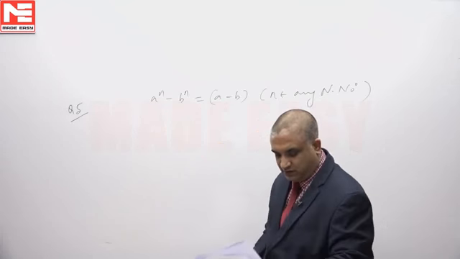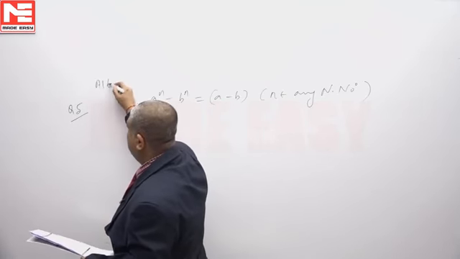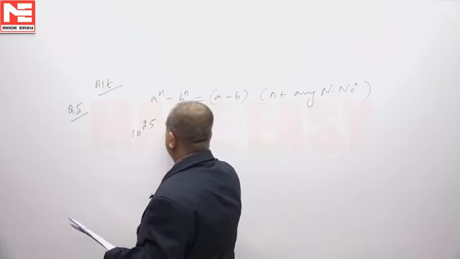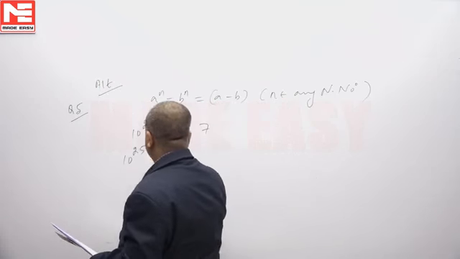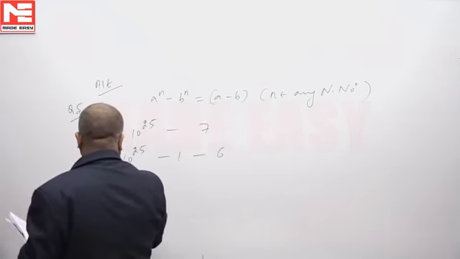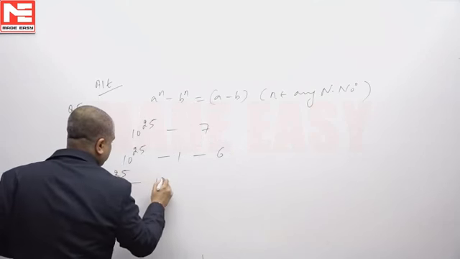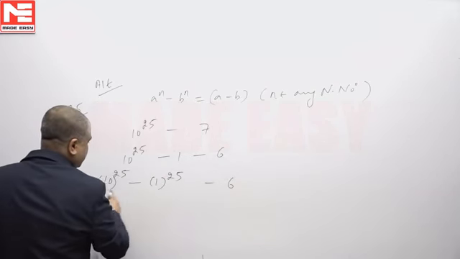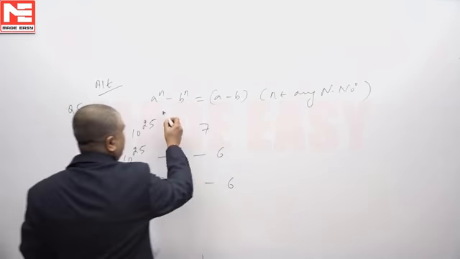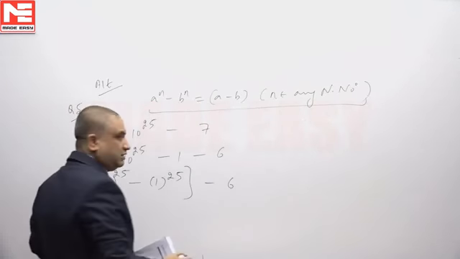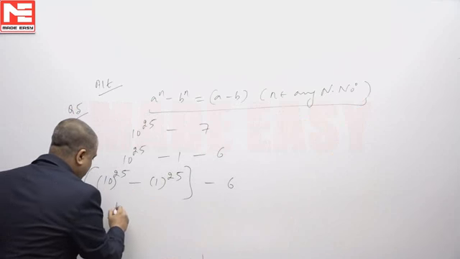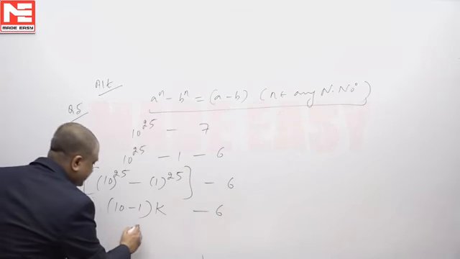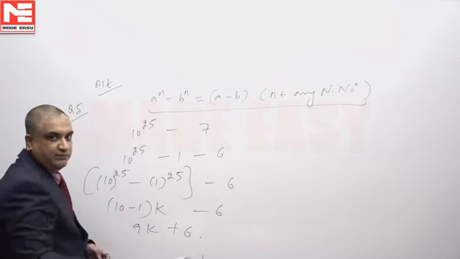We are doing this question by the third way, an alternate approach. I have already given you two methods. Also, 10 raised to the power 25 minus 7 can be written as 10 raised to the power 25 minus 1 minus 6, which can further be written as 10 raised to the power 25 minus 1 raised to the power 25 minus 6. Now a^n minus b^n will always have a factor of a minus b whenever n is a natural number. So it will always have a factor of 10 minus 1, that is 9, so the expression is 9k minus 6.